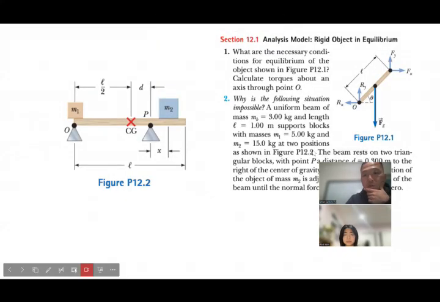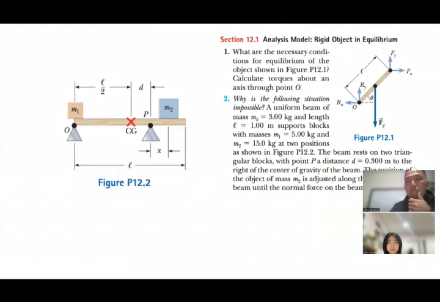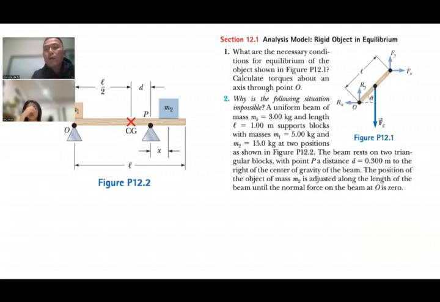So number two, why is the following situation impossible? A uniform beam of mass mb, 3 kilogram, and length L, 1 meter, supports blocks with masses m1, 5 kilogram, and m2, 15 kilogram, at the two positions as shown in figure 12.2. The beam rests on two triangle blocks, with the point P a distance d, 0.3 meter, to the right of the center of gravity of the beam.